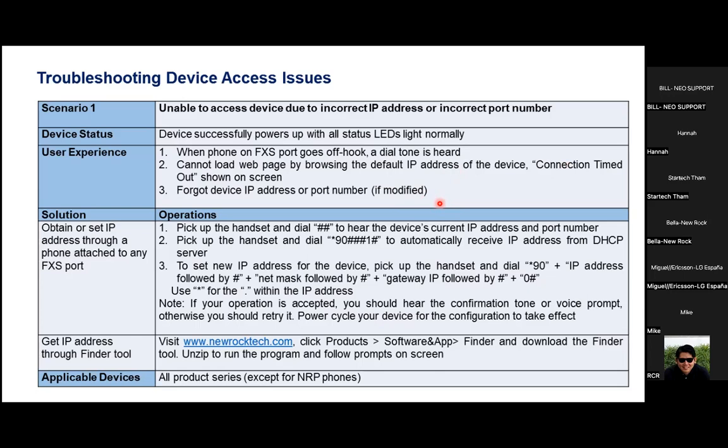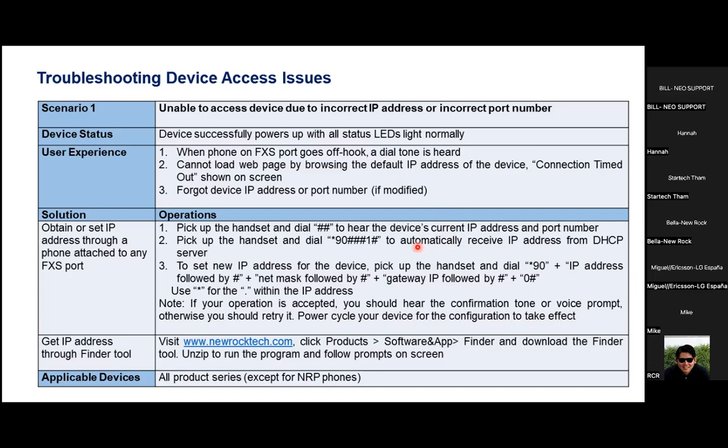So if you have a handset, just pick it up, then dial the pound sign to hear the device's current IP address and port number. The second operation is that when you need to set via DHCP, you simply pick up your handset and dial the code *90 1 pound sign to automatically receive the IP address from the DHCP server.